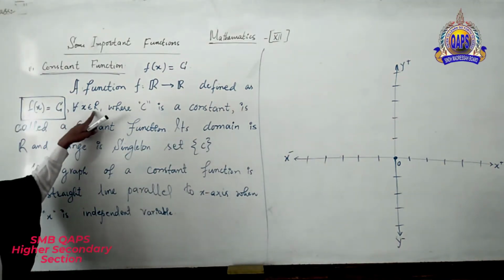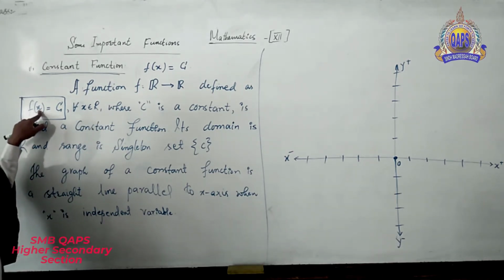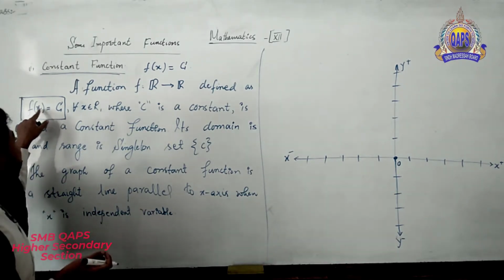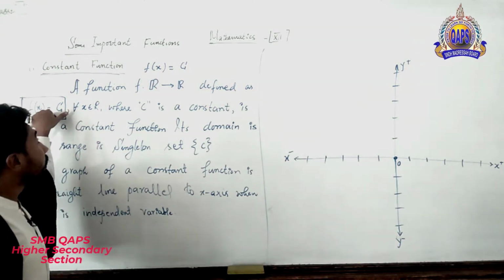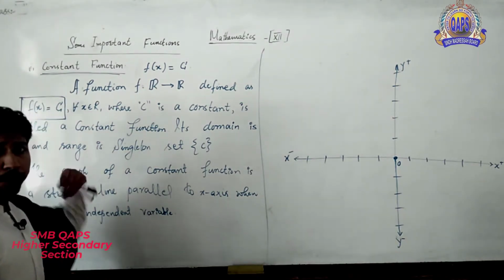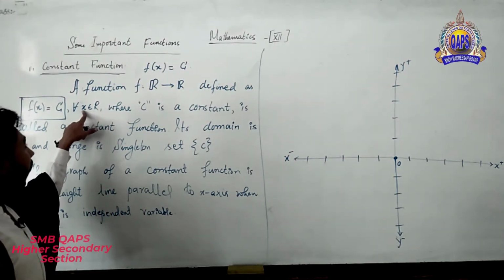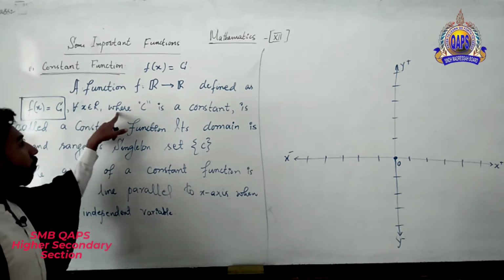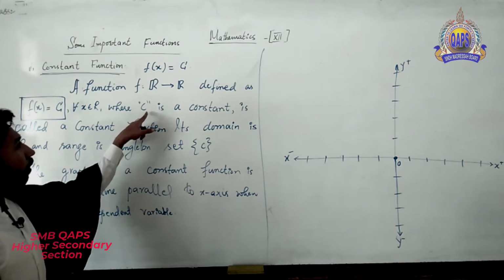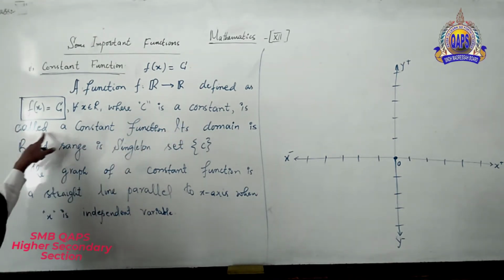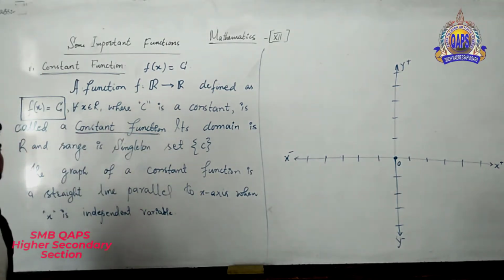For all x belonging to the real numbers, x is the domain which we put here, and when we put the value of x in the function, it gives an outcome. So, x represents all the elements, x belongs to the real numbers, where c is a constant. Then the outcome is constant, and this is called a constant function.